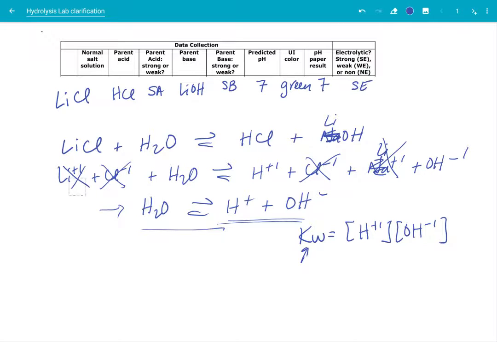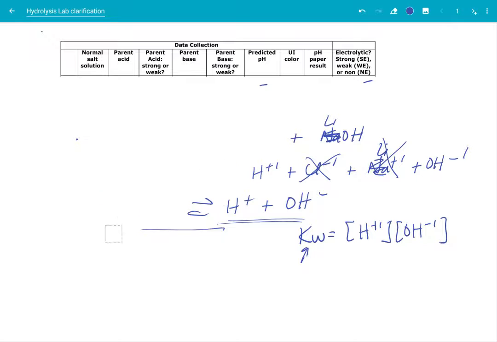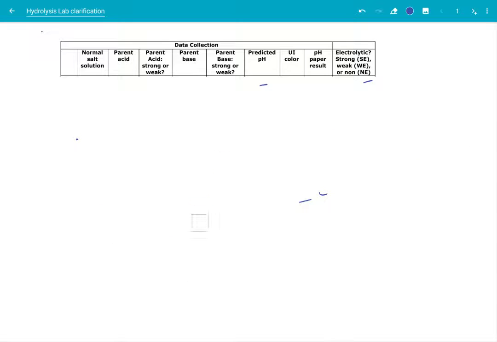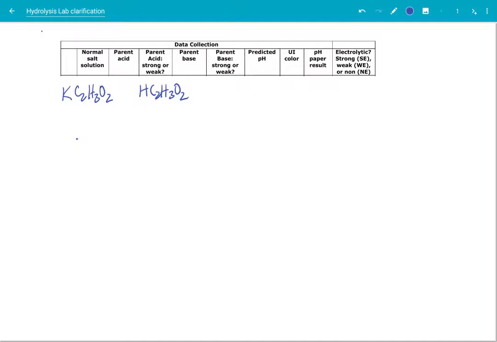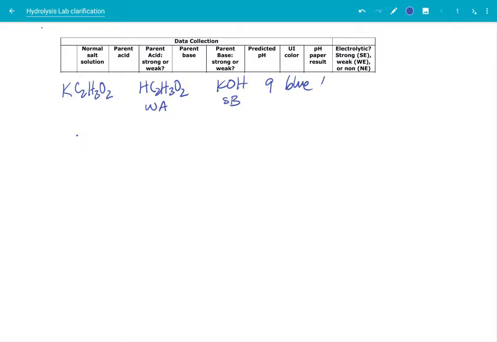So let's go ahead and do one more. Let's choose a different kind of salt. So for this one, I have KC2H3O2, so potassium acetate. My parent acid on this one is HC2H3O2, and my parent base is going to be KOH. That guy's a strong base. This is a weak acid. So I'd predict this to be a basic solution. I can call it 9. So let's say it's blue. Let's say it's actually 10.